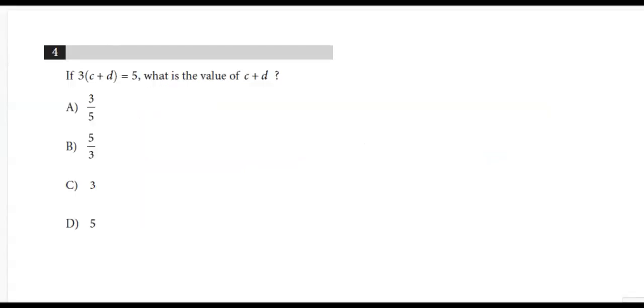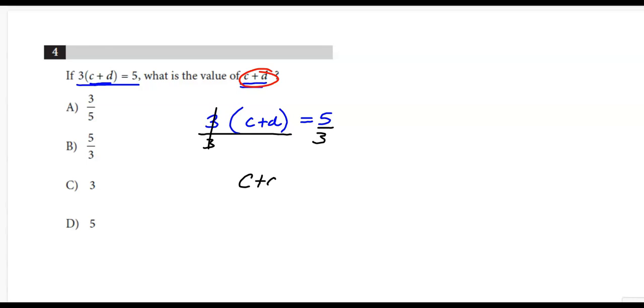All right, number 4, it looks like we have a linear equation that, at first, it looks like we need to solve it, but actually, the more practice tests you do, the more tricks you see. I noticed that they give me an equation here with this c plus d, and then they want to know what is the value of c plus d. So let's think about this. 3 times the quantity c plus d equals 5. If I want to get c plus d all by itself, all I need to do is divide both sides by 3. And that's going to leave me with c plus d equals 5/3.